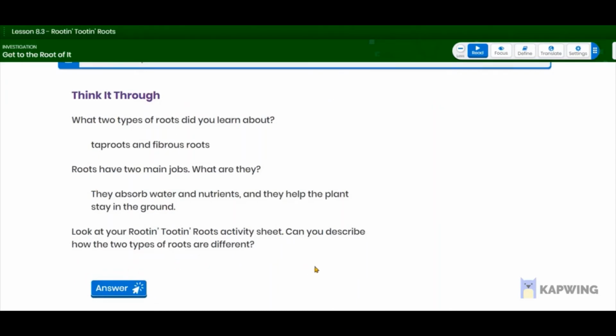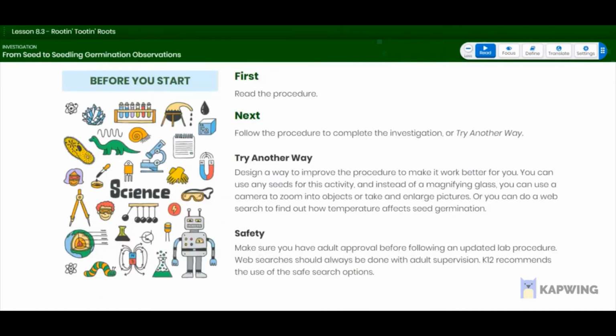We're going to skip this one. This is an activity that you can do on your own time with your parents or guardians. Let's move on. I'm just going over the lesson.